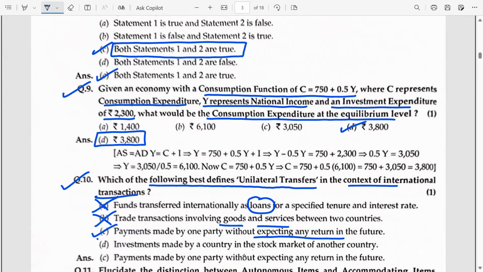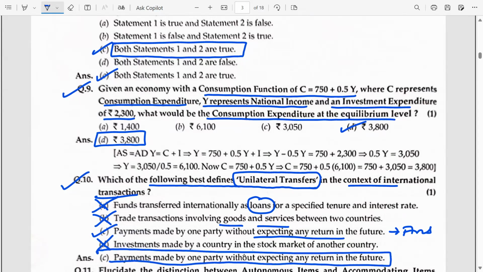In the last case, this is also not the answer because these are investments made by a country in the stock market of another country. When you make investments in stock markets, again, you expect returns in the future. But unilateral transfer payments are one-sided payments without expecting any return in the future. My answer is option C. Payments made by one party without expecting any return.